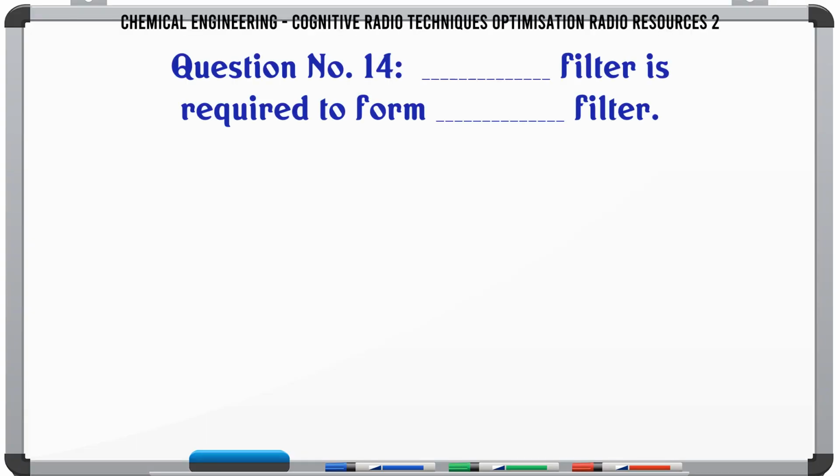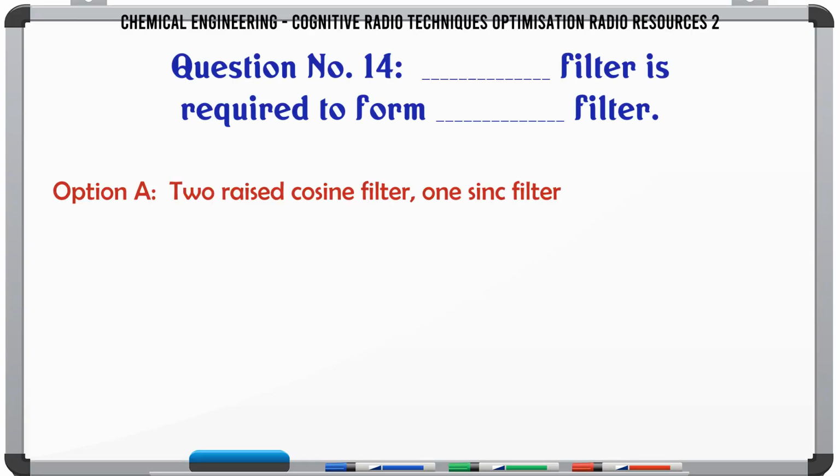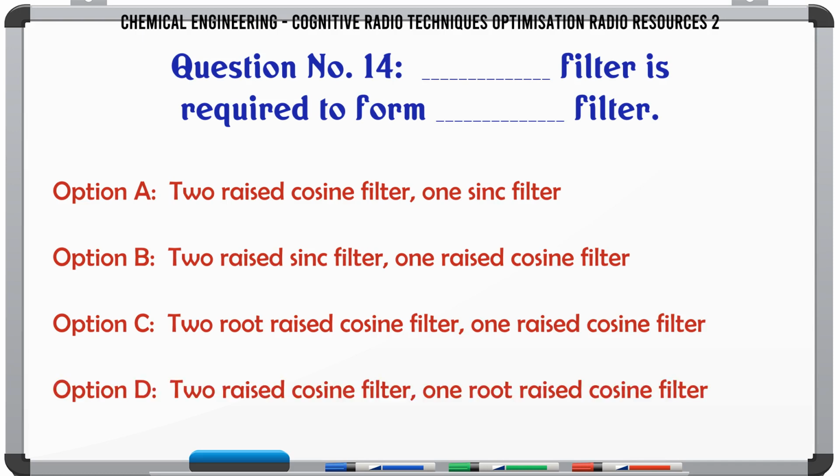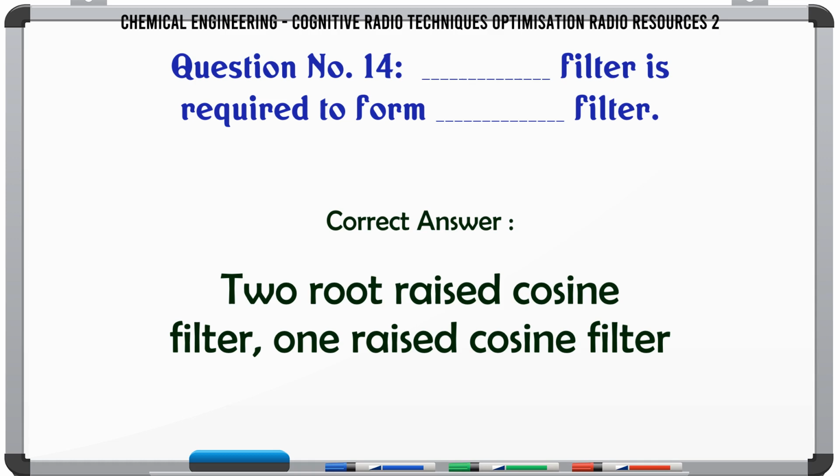Filter is required to form filter. A. 2 raised cosine filter, 1 sinc filter. B. 2 raised sinc filter, 1 raised cosine filter. C. 2 root raised cosine filter, 1 raised cosine filter. D. 2 raised cosine filter, 1 root raised cosine filter. The correct answer is 2 root raised cosine filter, 1 raised cosine filter.